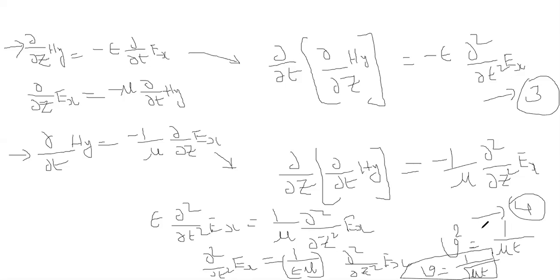We already know the V is nothing but the capital C. The C is 3 into 10 to the power of 8 meters per second.